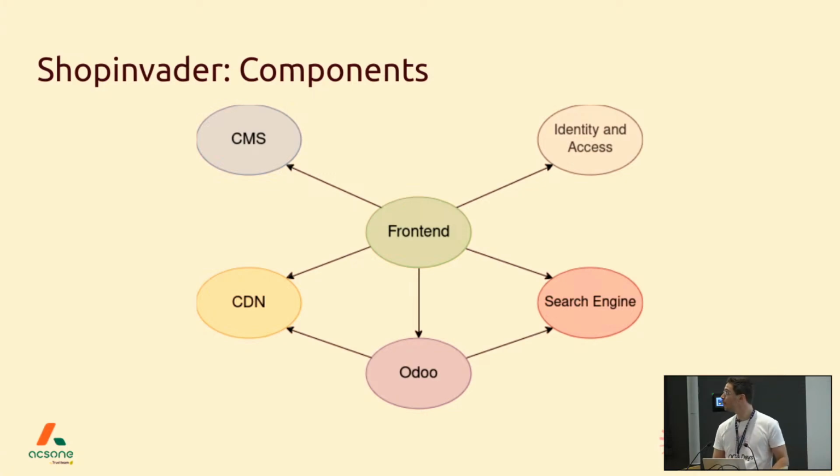Now I will explain a bit more what a Shopinvader project looks like. This is an example of a possible architecture. This is generally how it looks at ACSONE. We have variations depending on the customers, but this is the idea of the main components we put together to provide this solution. If we look at the role of Odoo in this architecture, Odoo does three things.